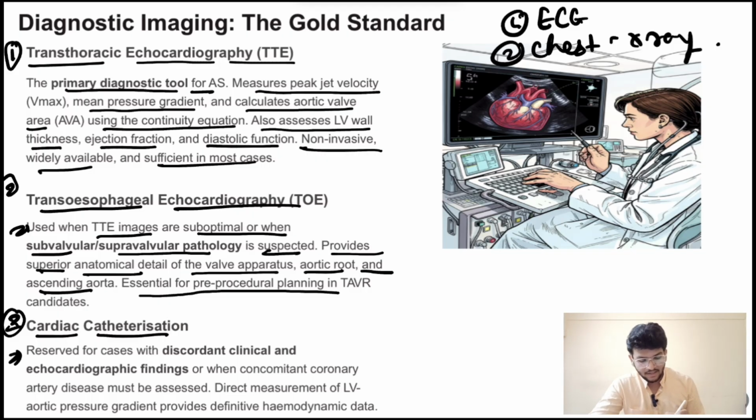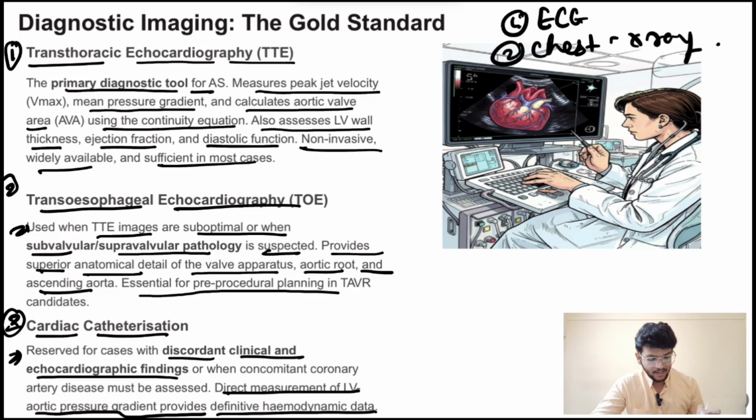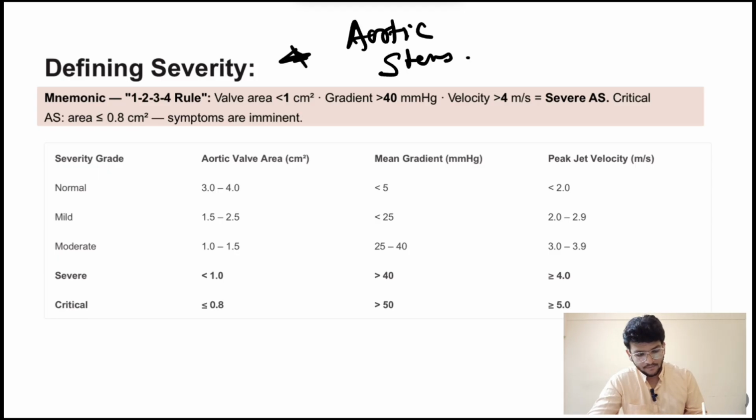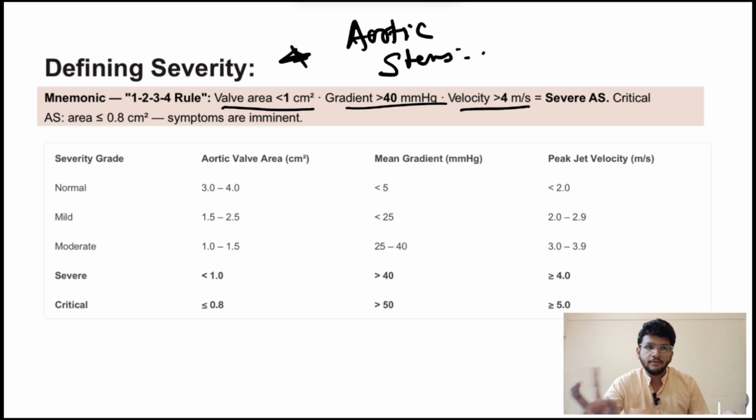Cardiac catheterization is reserved for cases with discordant clinical and echocardiographic findings, where concomitant coronary artery disease may be assessed. Direct measurement of the LV-aortic pressure gradient provides definitive hemodynamic data. Defining the severity of aortic stenosis: valve area less than 1 centimeter squared, gradient more than 40 millimeters of mercury, and velocity more than 4 is called severe aortic stenosis.